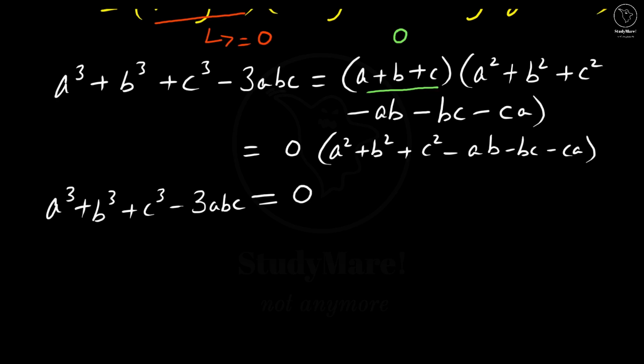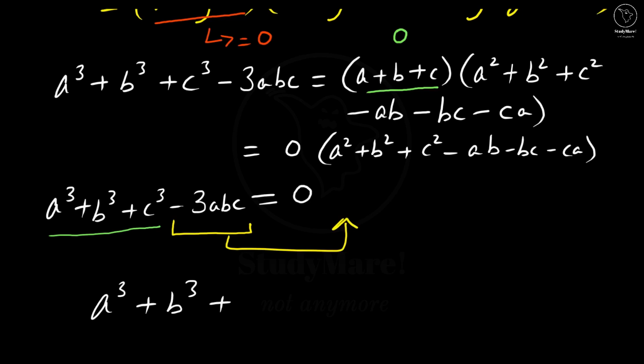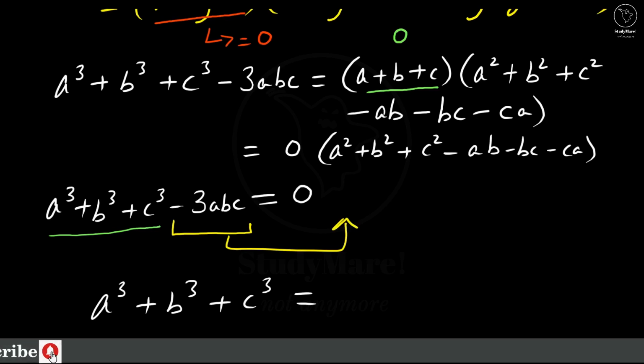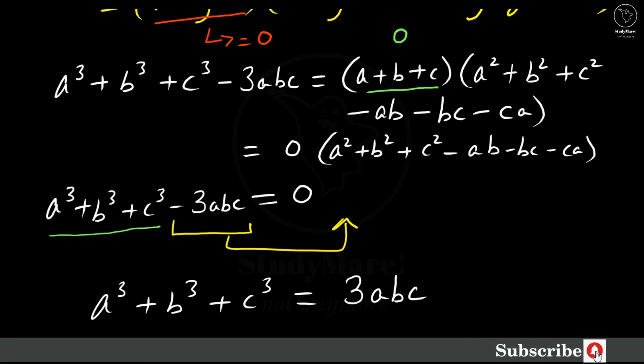So, we have to find the value of a cube plus b cube plus c cube. We have one extra term here, that is minus 3abc. Let us send it on the right hand side. So, we get a cube plus b cube plus c cube is equal to minus 3abc. When it moves on the right hand side, its sign changes from negative to positive and we have 3abc, and that is our answer.